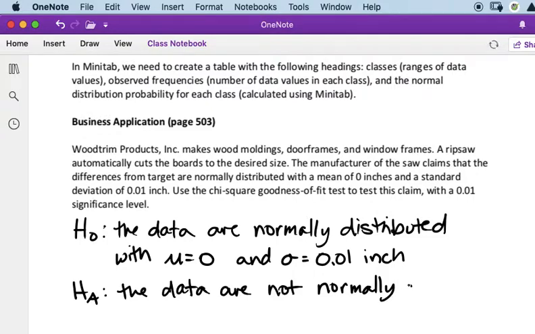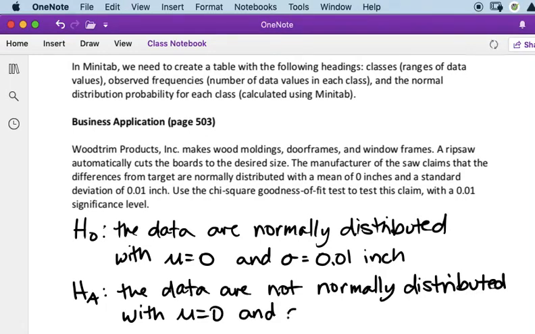This is different from the tests that we have done so far, which have been tests that just look at the mean of a data set. Now we are looking at the shape of the entire data set and whether it is normally distributed with a given mean and standard deviation. So basically the same as my null hypothesis, except I'm adding the words not normally distributed.